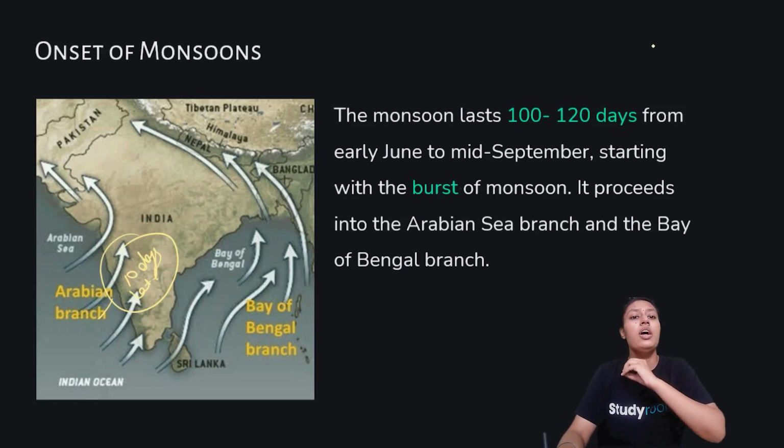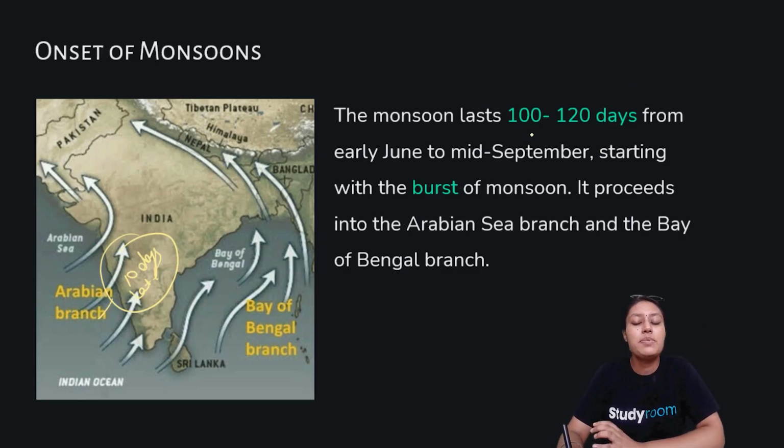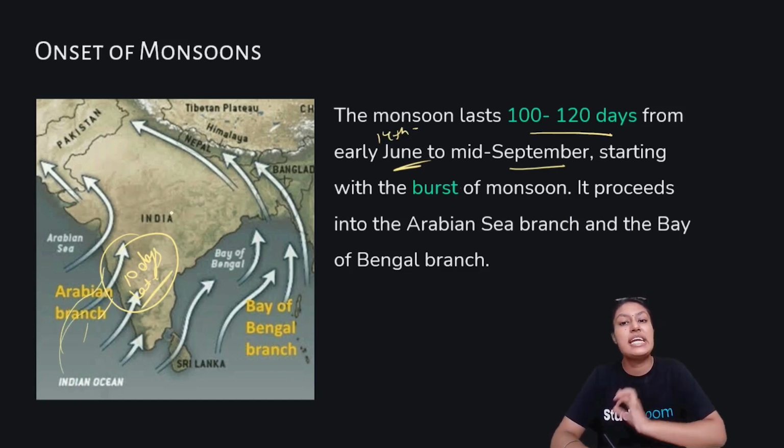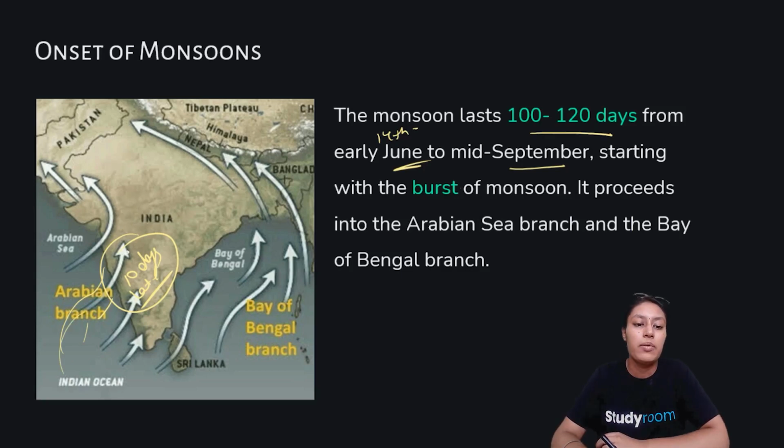Now next we'll understand about the onset of monsoons. It is about the onset of the monsoon, meaning in what condition the monsoon occurs. First important thing is that the monsoon lasts 100 to 120 days, starting from early June to mid September. Why does it start from June? It almost starts from 14th June, because the Arabian Sea waves reach Mumbai 10 days later. Due to all the other activities, it starts in mid June and lasts to mid September.